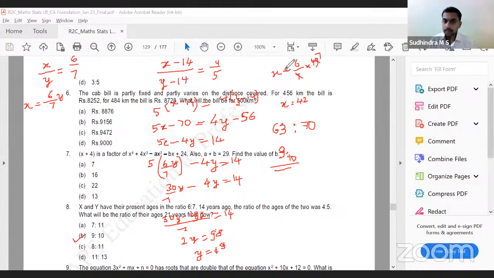Sir, how is it 63? How did we get 63? See, now the age of x is 42. They're asking us their age 21 years from now. 42 plus 21. Okay. Thank you. Correct. Same way, 49 plus 21 is 70.